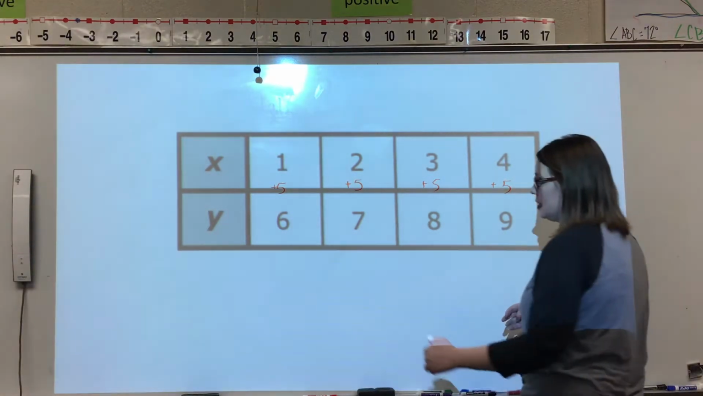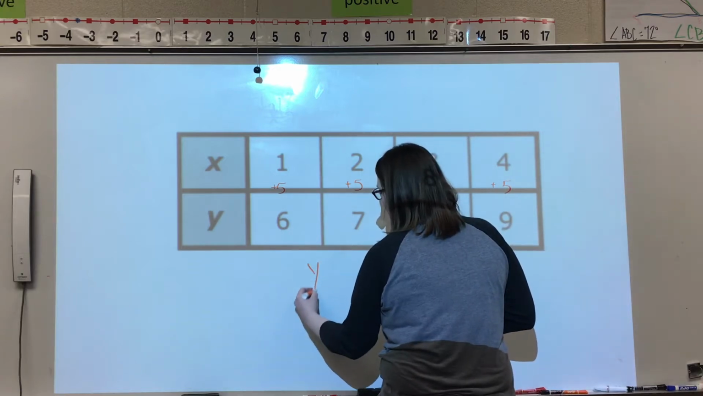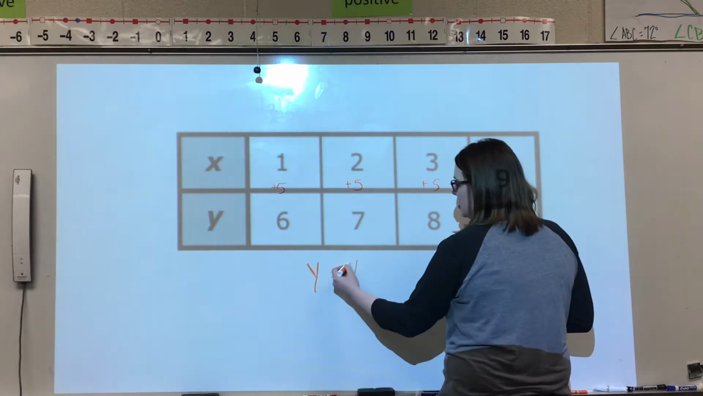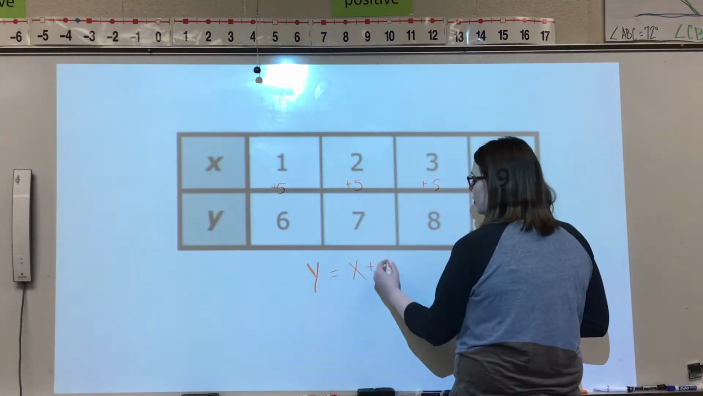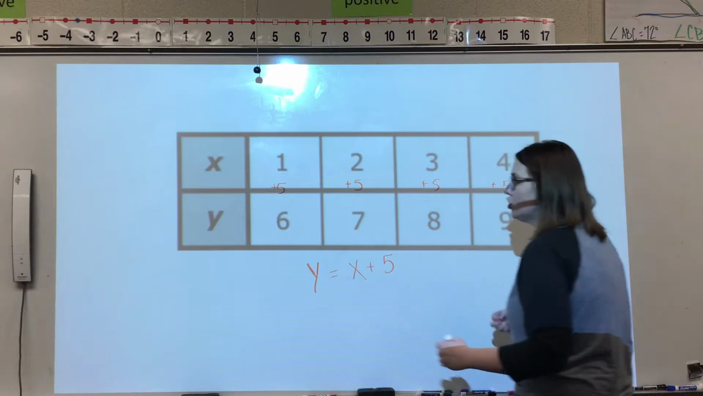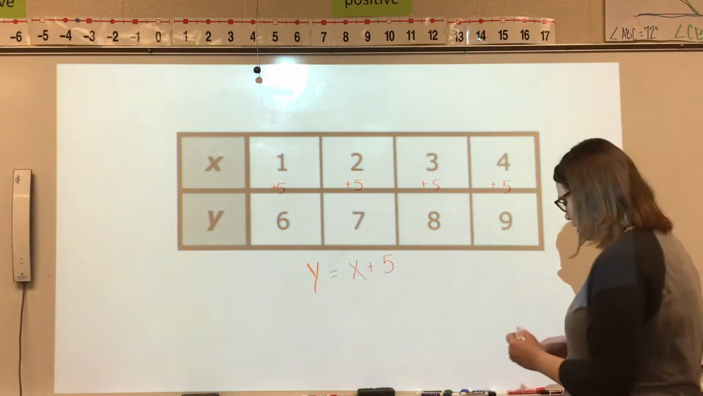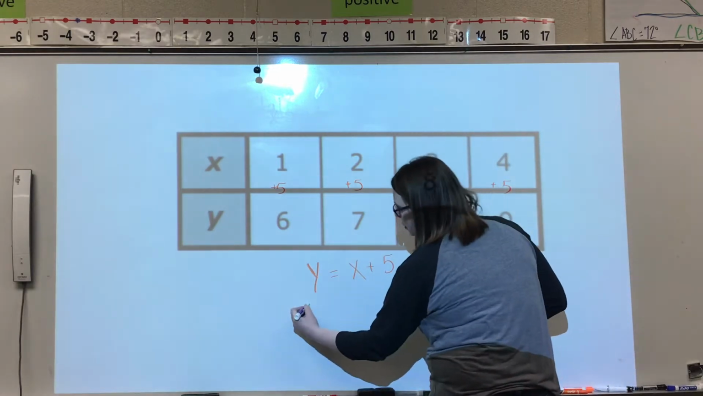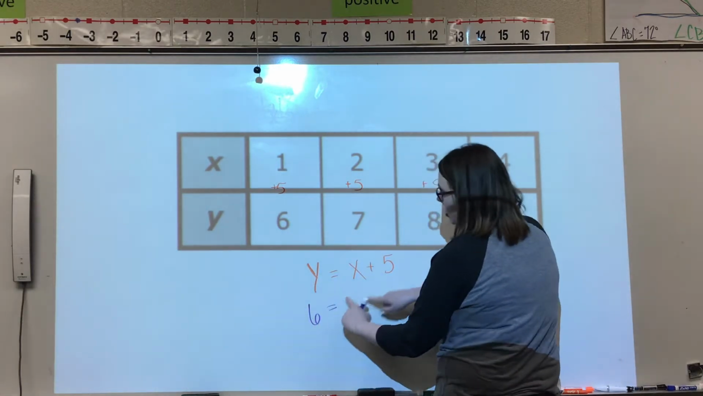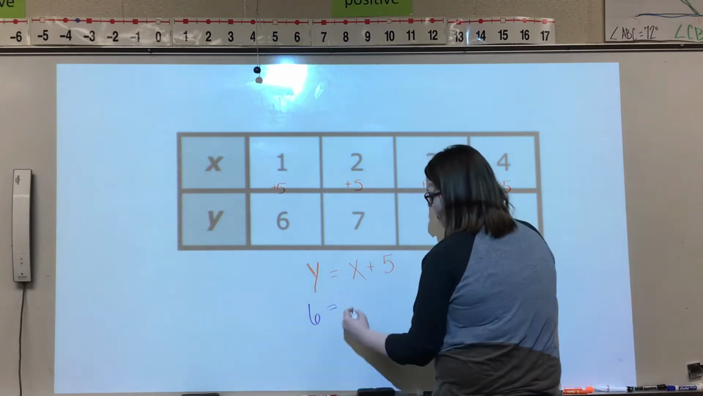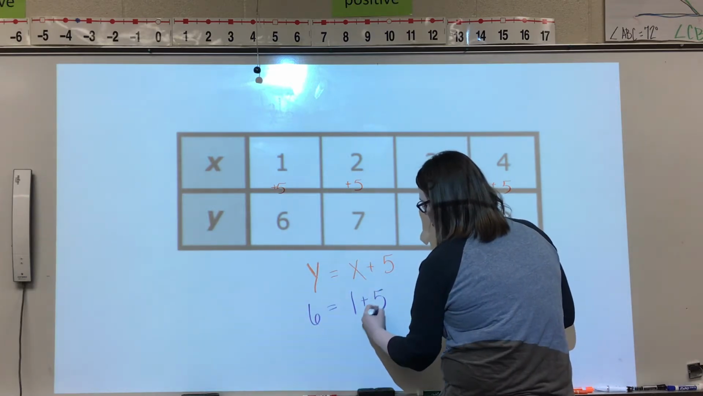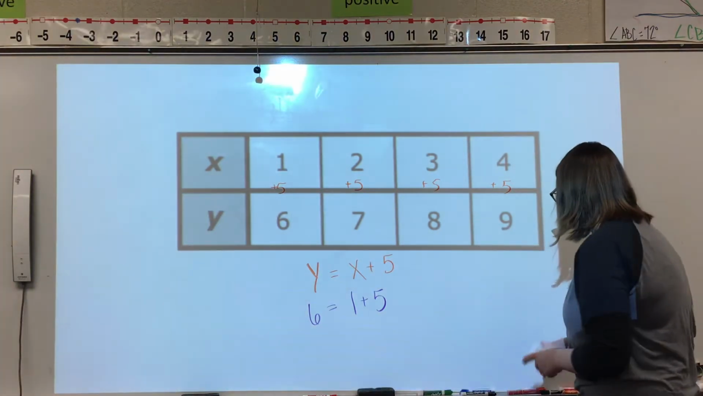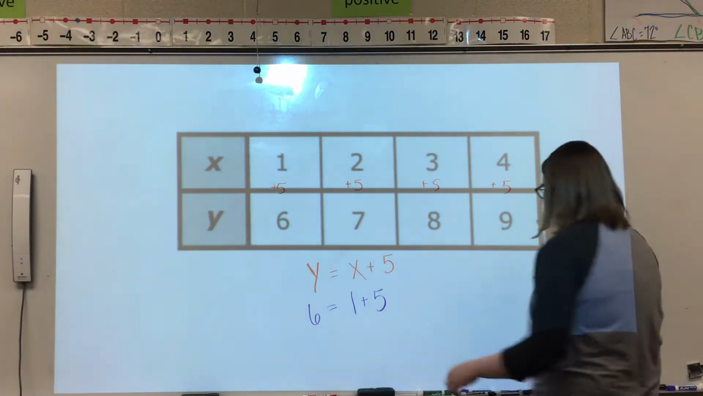So when I write this, I start with y. Y equals x plus 5. Now, if you're not sure about that, then we can plug it in with some of the numbers here. So if I test just the first one, we have 6 equals, and the x that goes with 6 is 1. 1 plus 5. So that's a true statement. So I know I've written this correctly. And so that's one example of an additive relationship.